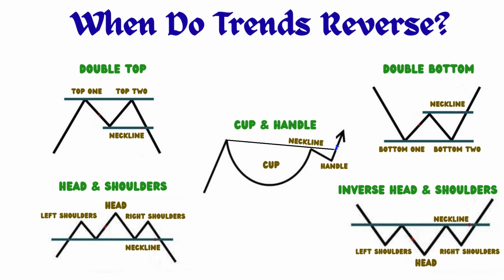Reversal patterns appear when a trend starts to lose strength. Price stops making higher highs in an uptrend or lower lows in a downtrend. The market structure changes and momentum fades. These patterns give early clues that the trend may change direction. Here are the most important reversal patterns to watch for.